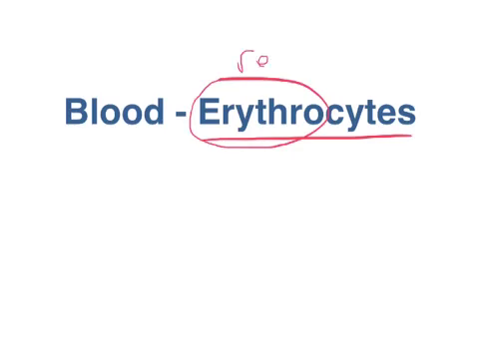In this video, we'll be talking about the major component of blood, the erythrocytes. Erythrocyte is a more technical term for a red blood cell. It's right there in the name. The prefix erythro means red, and cyte, of course, means cell. So you've got your red cells, or your red blood cells.